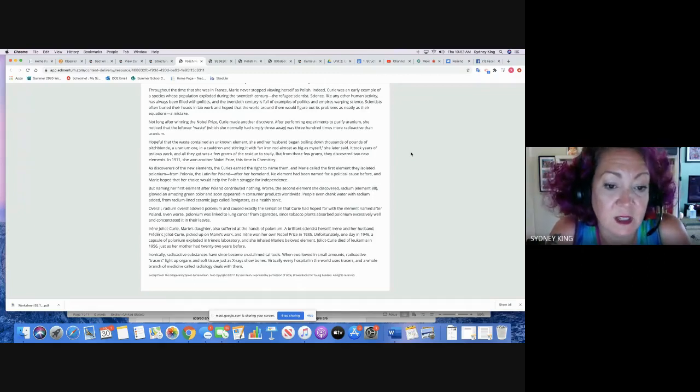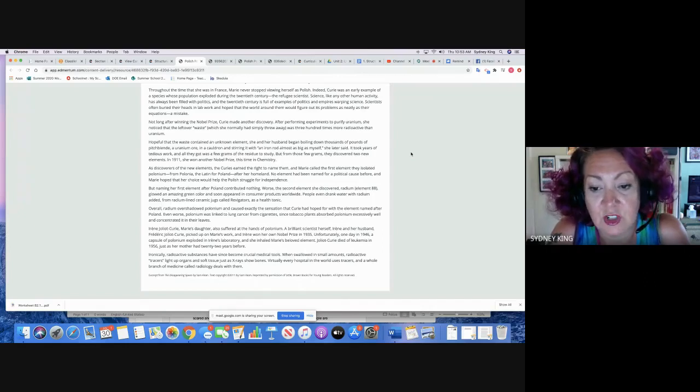In 1911, she won another Nobel Prize, this time in chemistry. As discoverers of the new elements, the Curies earned the right to name them, and Marie called the first element they isolated polonium, from Polonia, the Latin for Poland, after her homeland. No element had been named for a political cause before, and Marie hoped that her choice would help the Polish struggle for independence. But naming her first element after Poland contributed nothing.